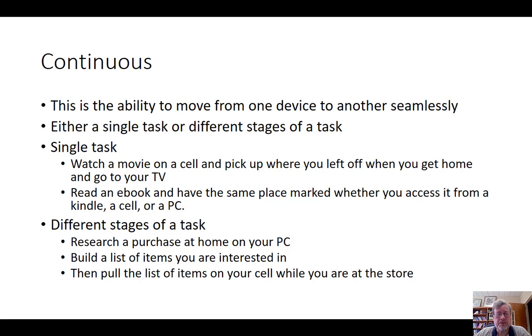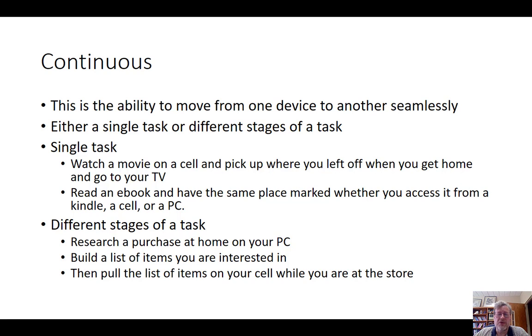Different example, different stages of a task. Maybe we research a purchase at home on our PC. Maybe we're going to buy a new printer or something. We research it at home. We build a list of items that we're interested in. Then we want to pull that list of items onto our cell phone while we're in the store. We don't want to take our PC with us to the store, even a laptop. But I do want to look at that. Maybe as I'm looking, I want to do price checks using my cell phone.